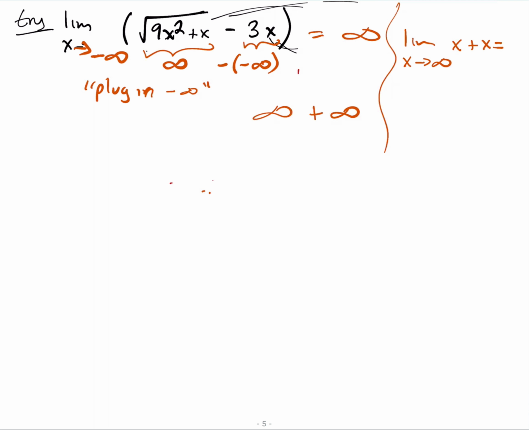I mean, what's that? It's infinity, right? So x is going to infinity, and then plus more infinities. Well, that's just still infinity, right? So going towards infinity. So that's the same thing that's going on here.